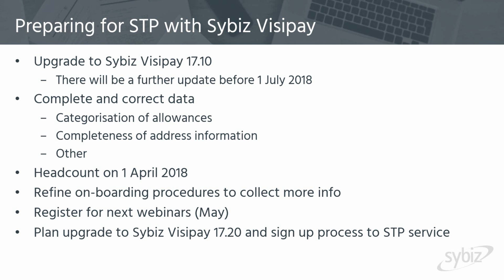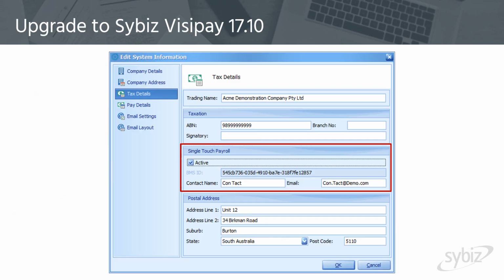And we will have, as I said, some more webinars toward the end of May. And certainly if you are watching this webinar now beyond the end of May, then please refer to those more recent webinars. And as I said, we will have another upgrade coming out prior to the end of the financial year to version 17.20, and that will also enable a sign-up process for you to register for the STP service that is being provided through Sybiz VisiPay.